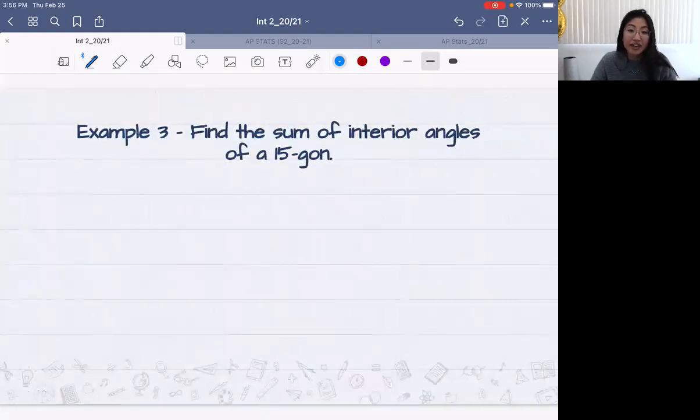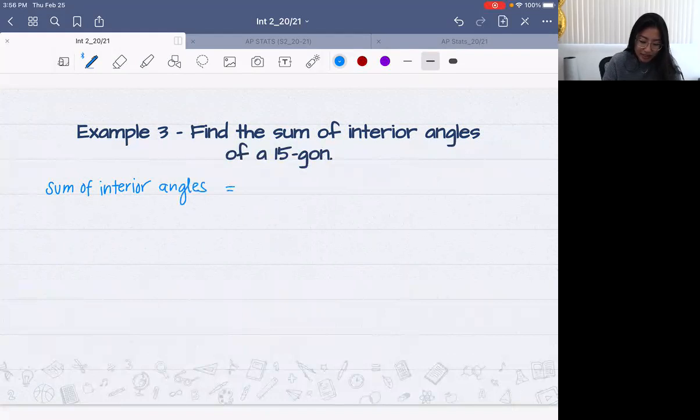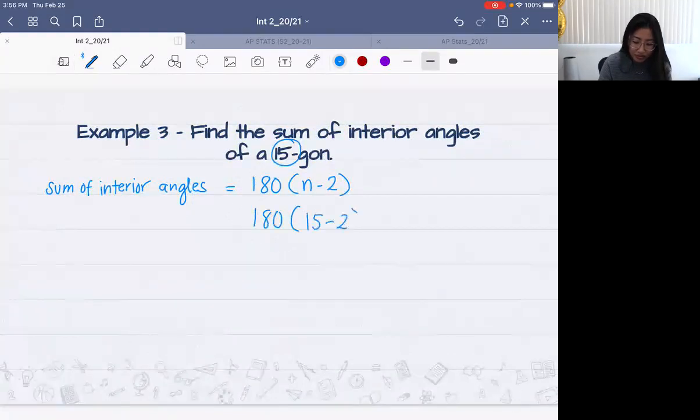The next one is to find the sum of interior angles of a 15-gon. So the sum of interior angles is a specific formula, and hopefully you guys remember, maybe not, it is 180 times n minus 2. In this scenario, they gave us n, so we're just plugging it in. So I'm going to go 180 times 15 minus 2, which is technically 180 times 13, and then go to the calculator.